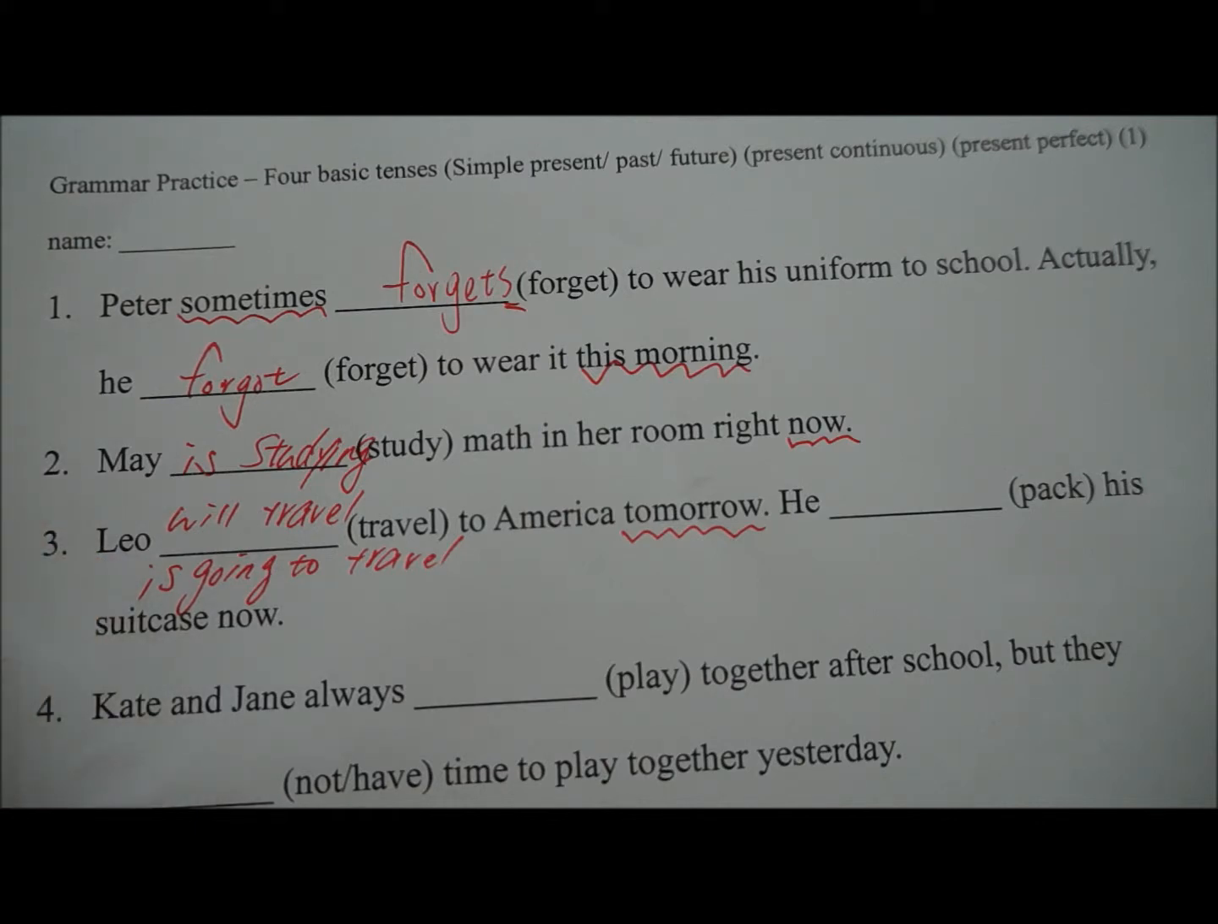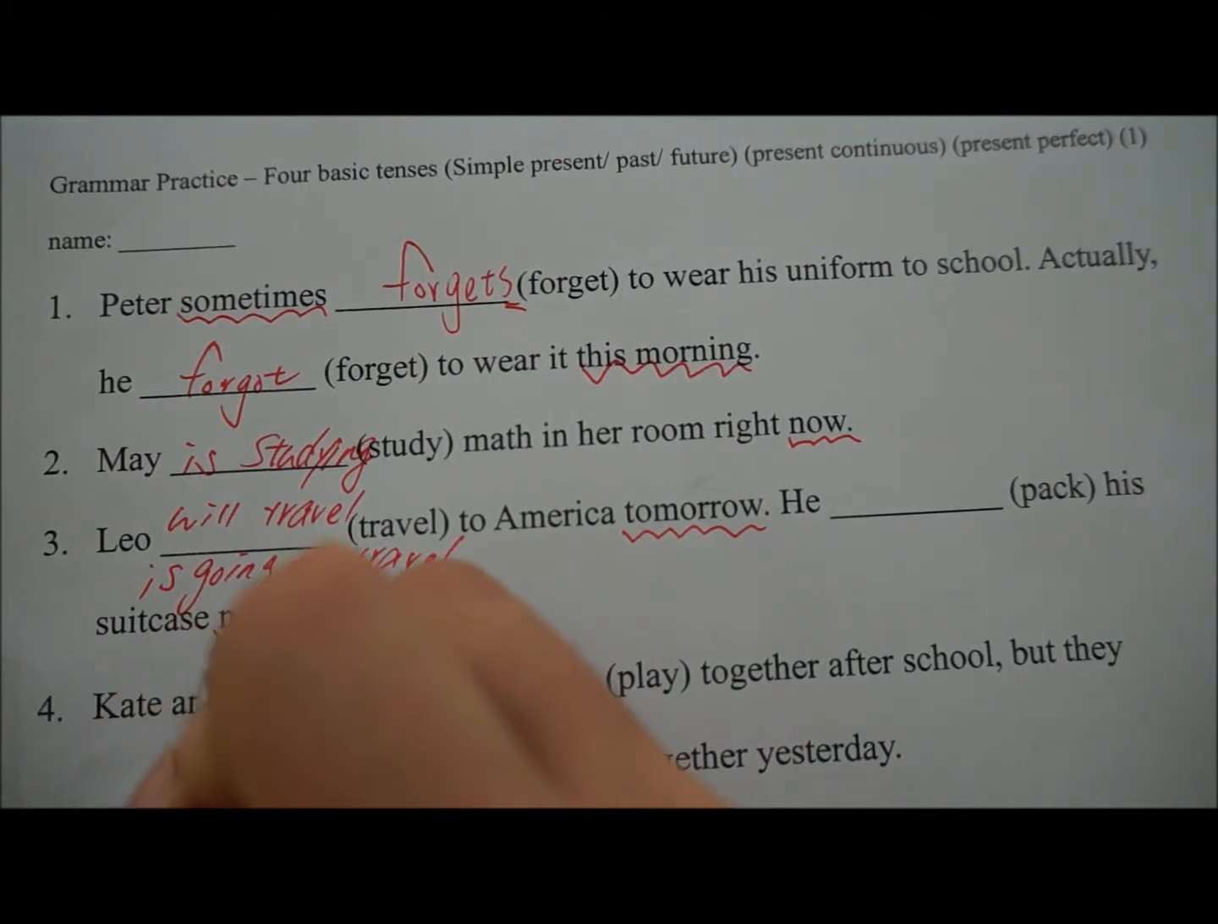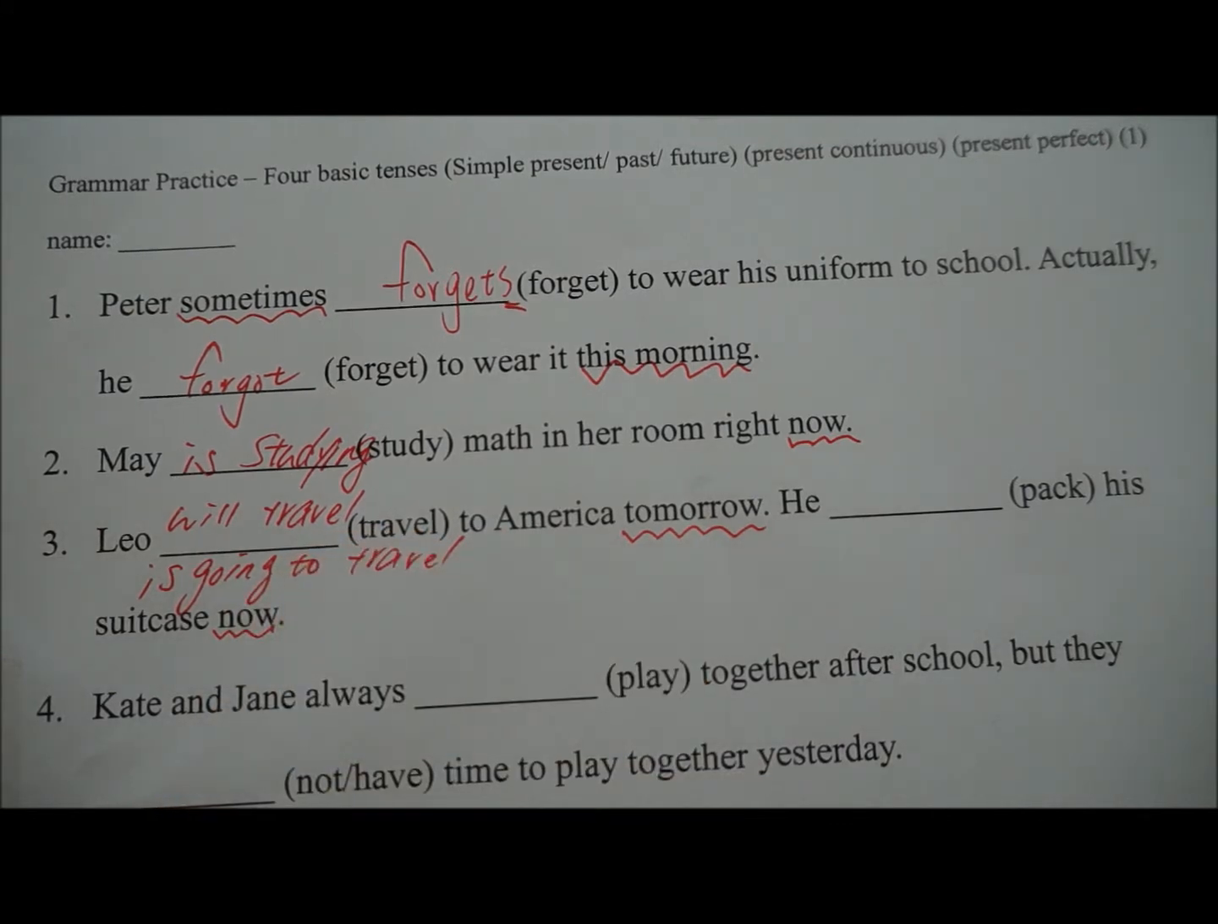One with a plan, one without a plan. So the answer can be both Leo will travel to America tomorrow, or Leo is going to travel to America tomorrow. Second half of the sentence, he his suitcase now. It's the same. The time marker is the final word, now. Now means something that is happening at the moment of speaking, so it's present continuous tense.